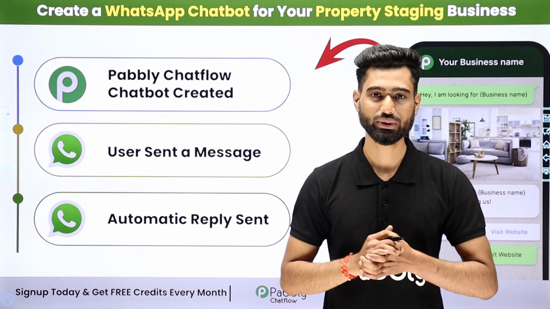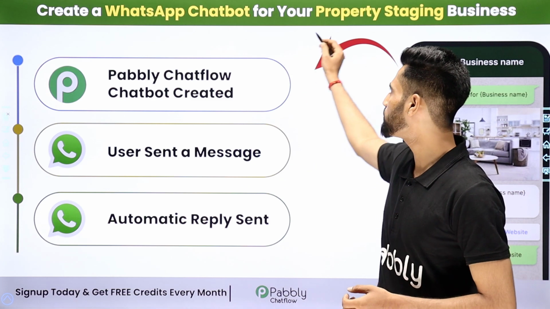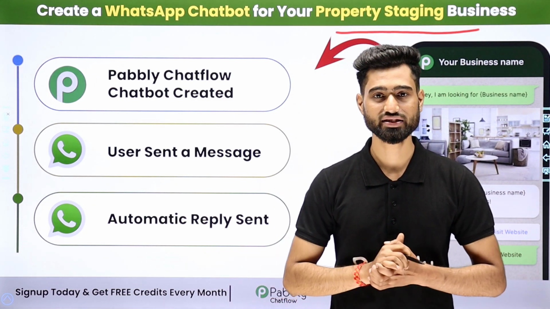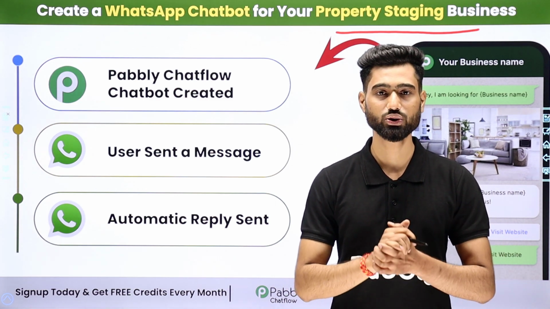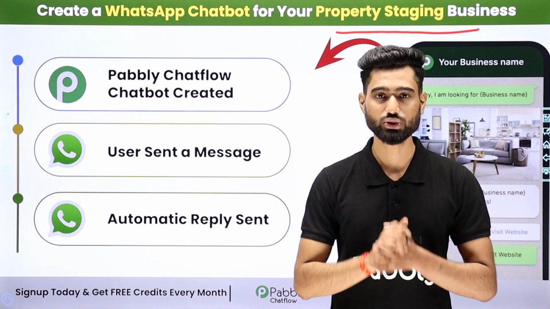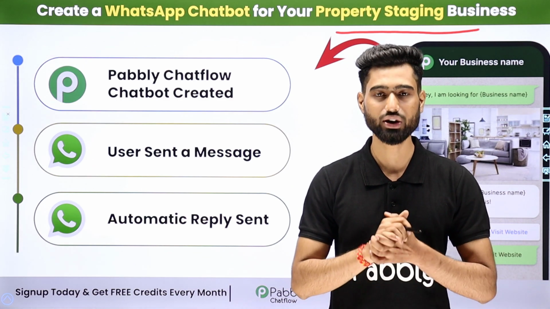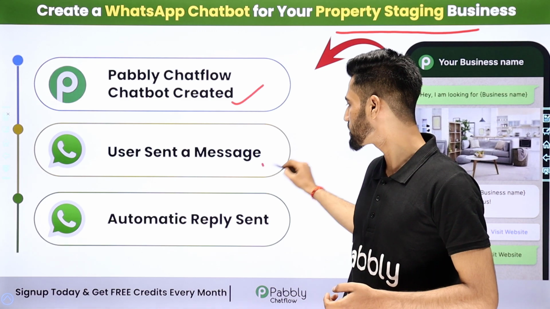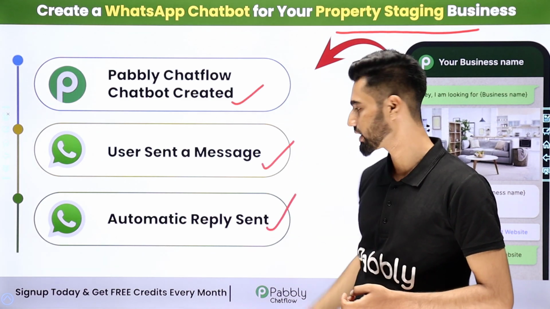In this video, we are going to learn how to create a WhatsApp chatbot for your property staging business. Suppose as the owner of a property staging business, I use a WhatsApp chatbot to share packages, send property photos and book consultations. We can automate this process with the help of Pabbly Chatflow WhatsApp chatbot. When users send a message, the chatbot automatically replies.